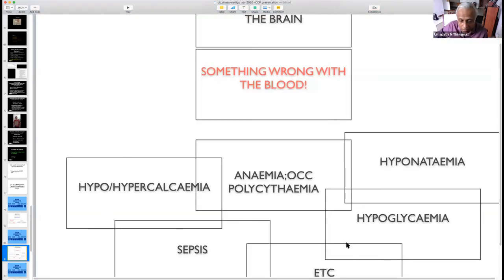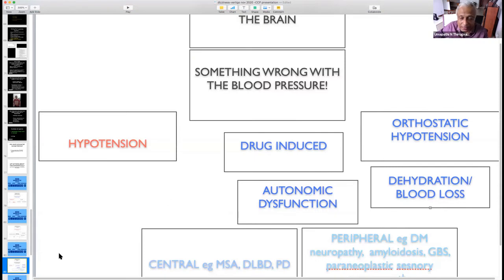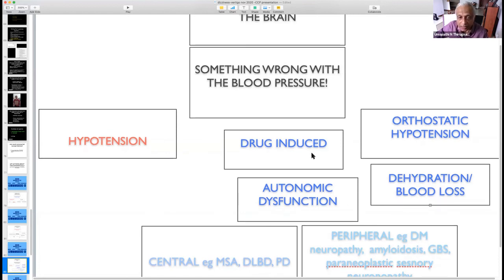And we know these are all beautiful general medical problems: anemia, polycythemia, hyponatremia, hypoglycemia, hypercalcemia, hypocalcemia, sepsis. There are many reasons why a person can come to you with non-specific, non-vertiginous, syncopal dizziness because there's something wrong with the blood. Now, if the pump is normal and the blood is normal, maybe something is wrong with the pressure transmitting the blood to the brain. This could be ongoing hypotension or orthostatic hypotension. For orthostatic hypotension, you have many causes, whether it's dehydration, drug-induced, autonomic dysfunction, and so on.